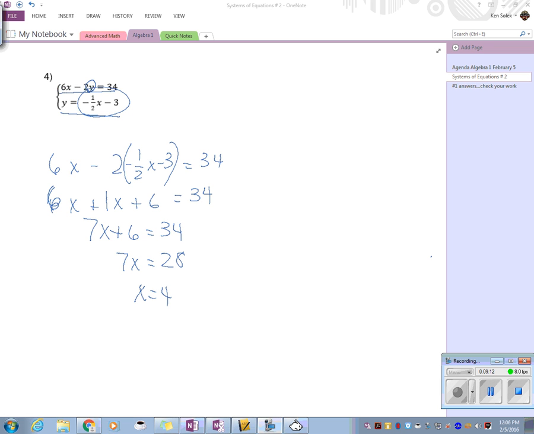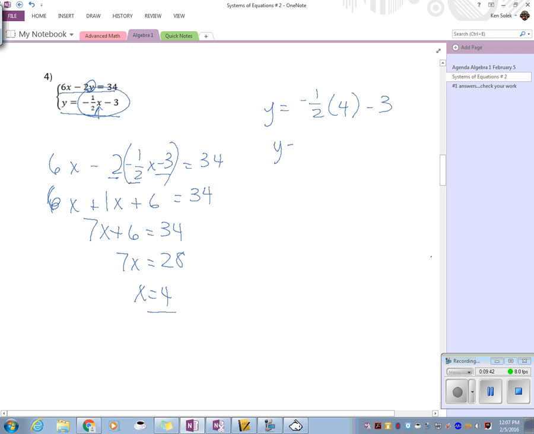Okay, a common mistake here: negative times negative is positive. If you missed that part, that'll mess up the whole problem. So be careful with the distributive property. And you got x is equal to 4. So pause the video for just a second and find y. So y equals negative 1/2 of 4 minus 3. So this has one solution, and it's 4, negative 5.